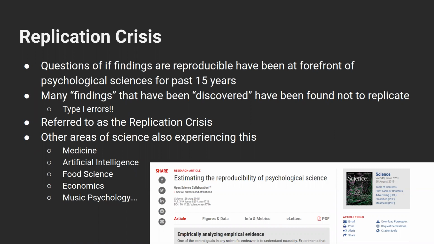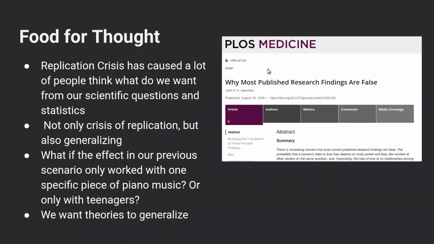And of course, there are a lot of different areas in science in which this is happening. So not just psychology and neuroscience, but medicine, artificial intelligence, food sciences, economics. And of course, music psychology is not to be forgotten from this list. But what it's done, and it's kind of the foundation for why I wanted to start the first 4 lectures of this class on music psychology with philosophy of science, is because it's caused a lot of people to think about what we do and what we want from our scientific questions and statistics.